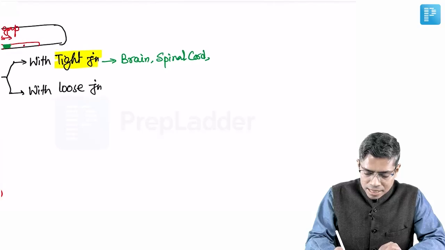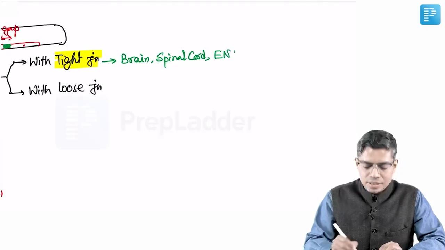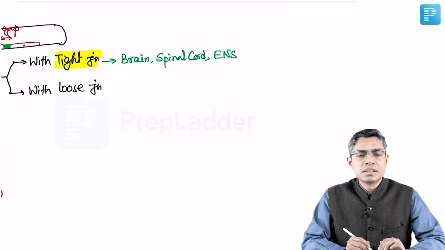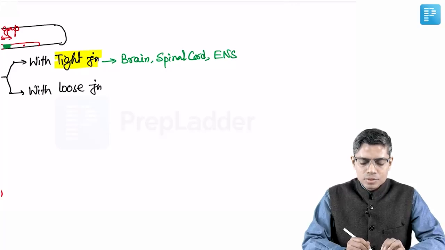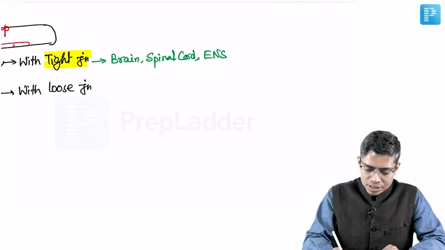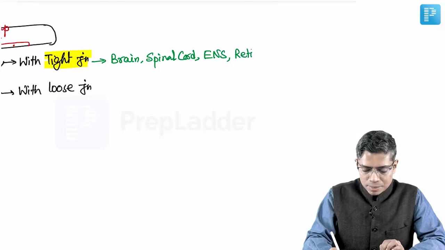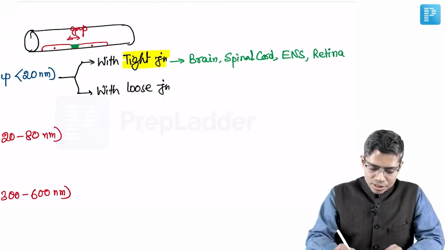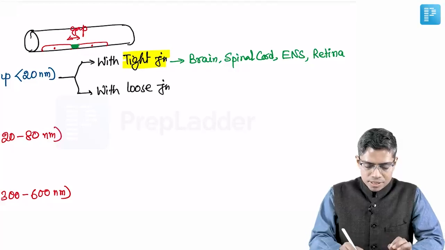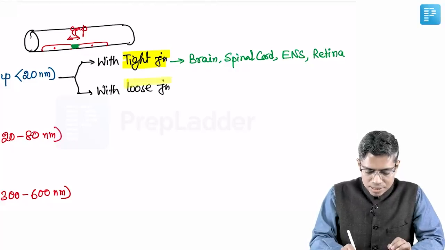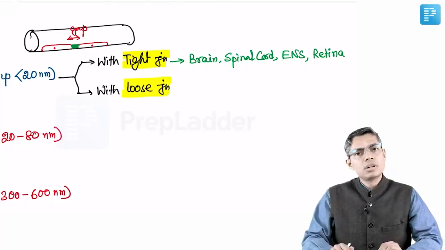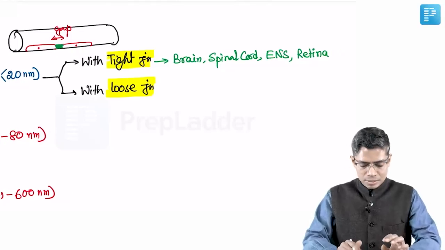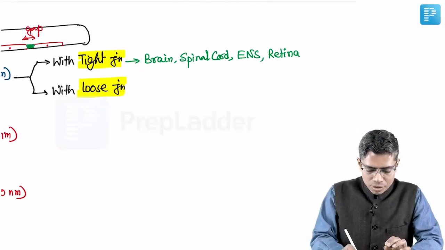Not only that, the enteric nervous system, the nervous system present inside the GI tract, also contains this tight junction continuous capillary, as well as at the level of the retina, right? Now, where the tight junction is not present, that type of continuous capillary is known as continuous capillary with loose junction. So the capillary is continuous but the tight junction is not present.